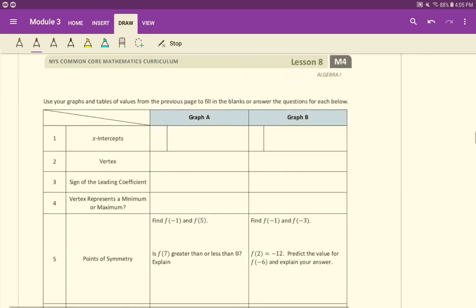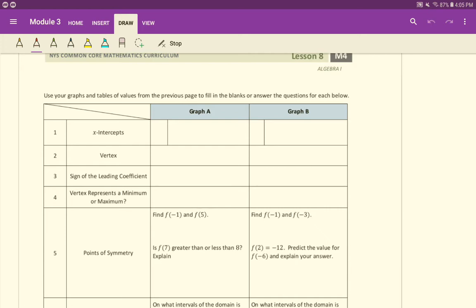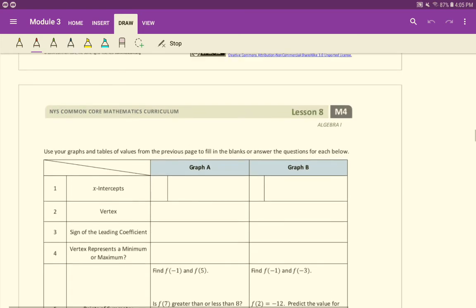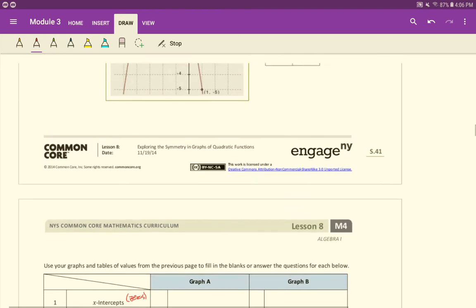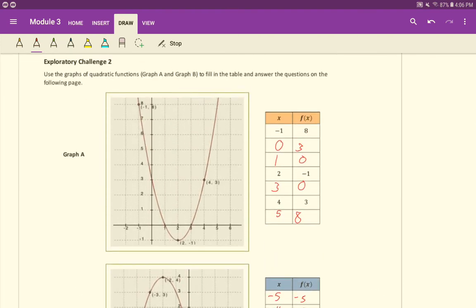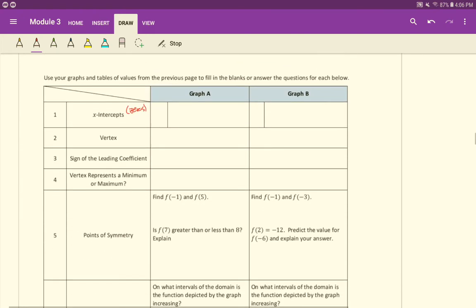Okay, now it asks us to use our graphs and the tables of values from the previous page to fill in the blanks or answer the questions for each below. The first thing we're asked about here are the x-intercepts. We want to know what are the x-intercepts for these two graphs. So let's go back up here. Remember that the x-intercepts, also known as the zeros, are where the graph crosses the x-axis. So for graph A, where does the graph cross the x-axis? Here and here. So x equals 1 and 3. Or you can also just do (1, 0), (3, 0).